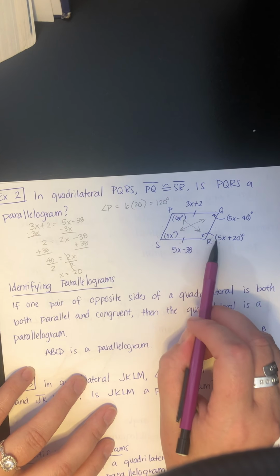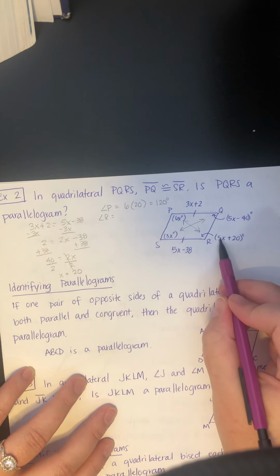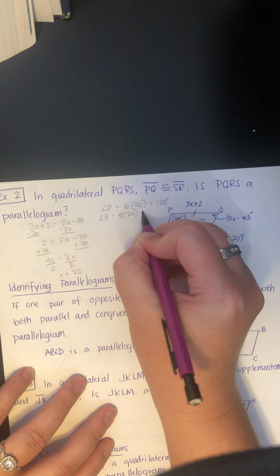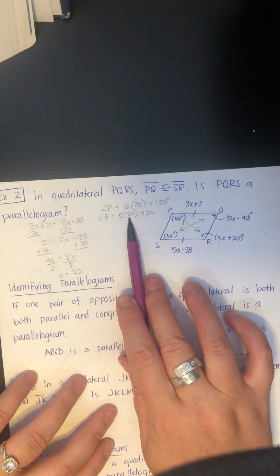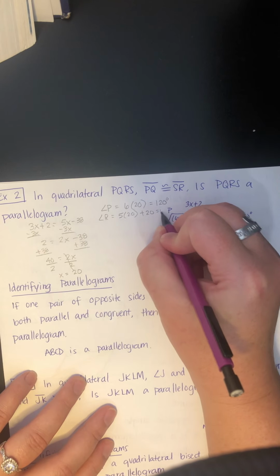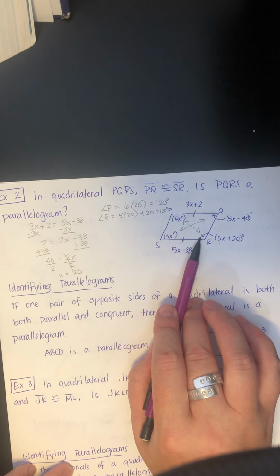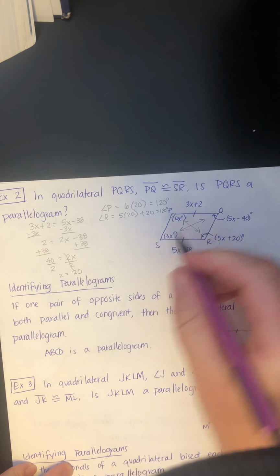Okay, let's see if this angle right here, angle R, is 120 degrees. Plug x in, which is 20. So 5 times 20 plus 20. 5 times 20 is 100 plus 20, 120. Ooh, we're looking pretty good here. These opposite angles are congruent to each other. So you can put the little symbol here, the half moon.